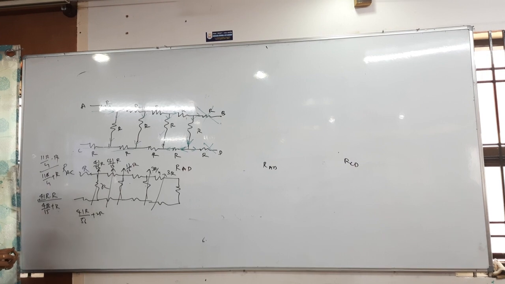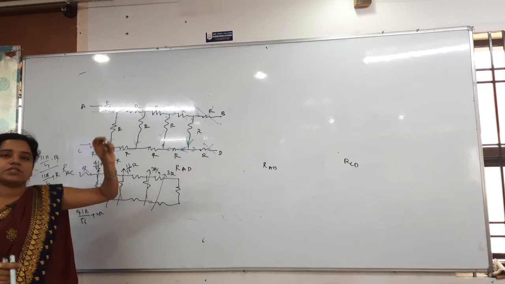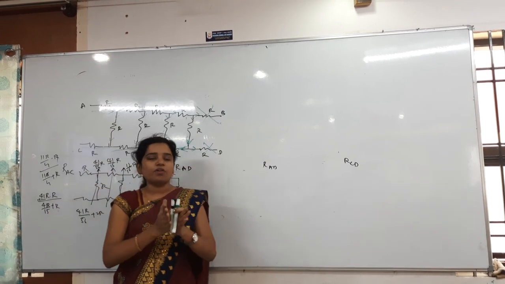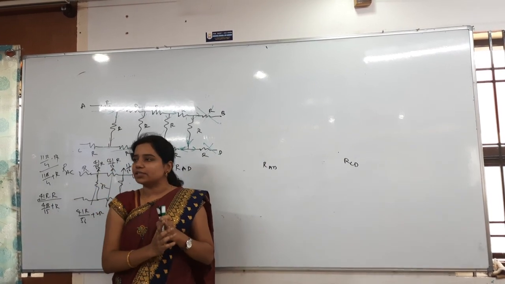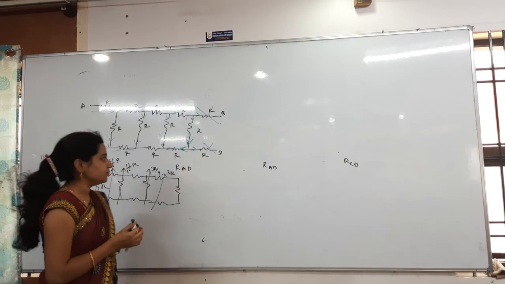We'll change some values here, because it is a little difficult with these values. You understand this, right? How to remove the resistors? You always have to track your current directions: from where it is going, how it is splitting, and how you are able to collect it. All that you have to observe, and then you have to get the answer. Clear?